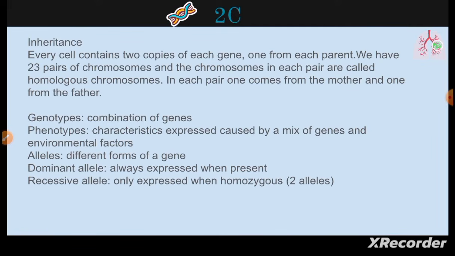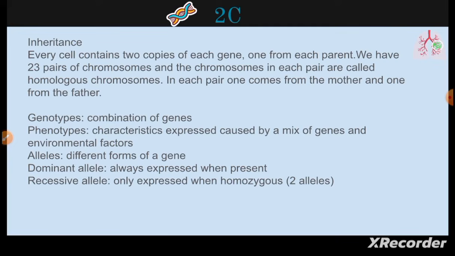Inheritance. Every cell contains two copies of each gene, one from each parent. We have 23 pairs of chromosomes, and the chromosomes in each pair are called homologous chromosomes. In each pair, one comes from the mother and one from the father. You have to know these definitions very well. They are often asked about, very, very often. I don't know why I didn't write genes, but you are also often asked about what a gene means. A gene is a part of the DNA base sequence coding for a polypeptide.